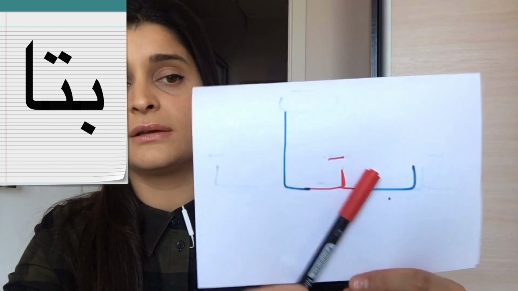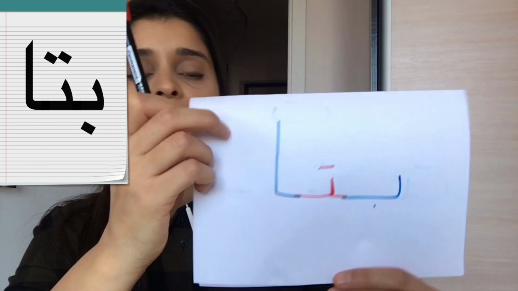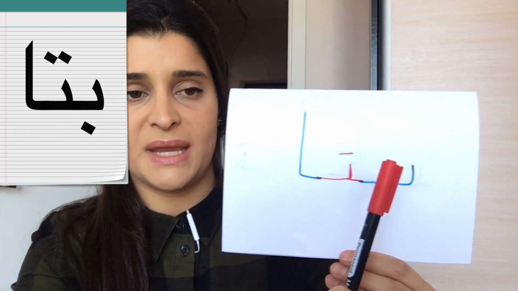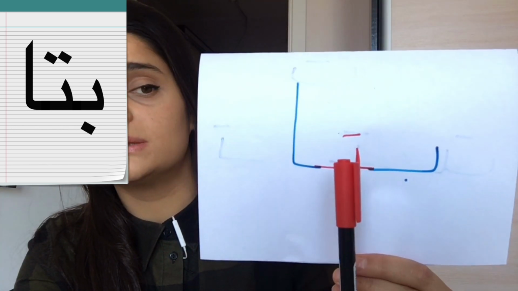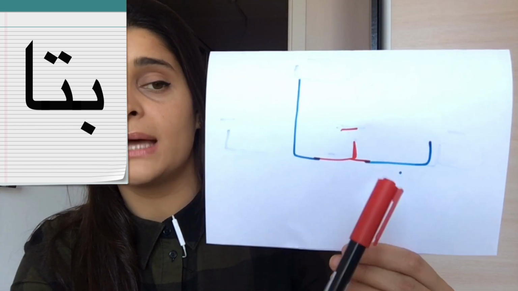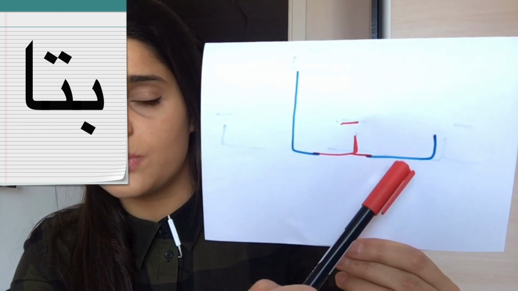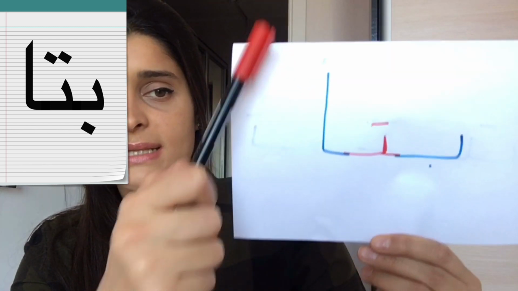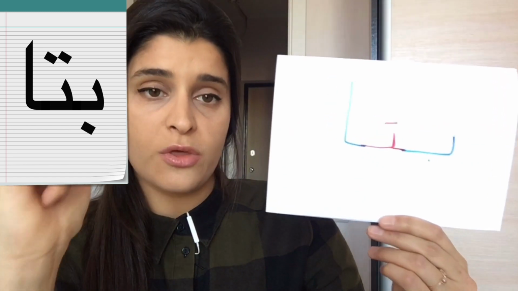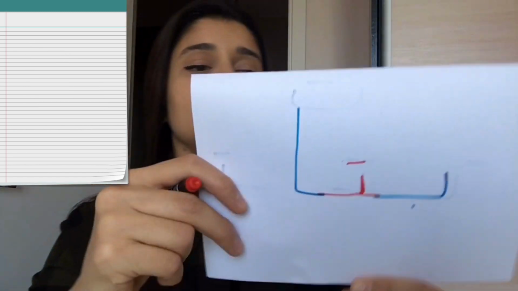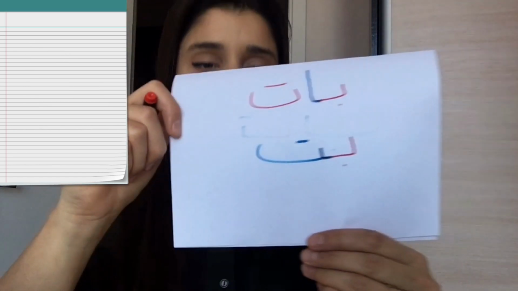And now let's look at the letter ta in the middle of the word. This word also doesn't have any meaning. Ba, ta, a, ba, ta. Here is letter ta. It connects with letter ba and with letter alif. So it gives both its hands. And now here we go.